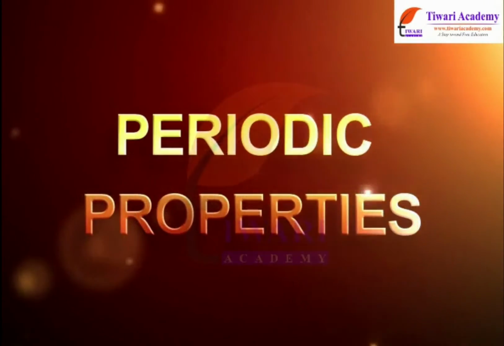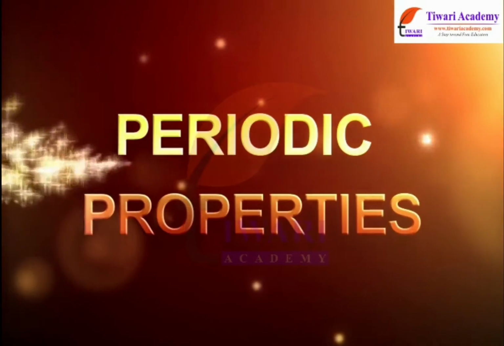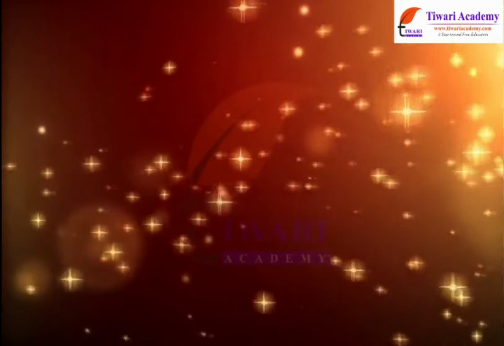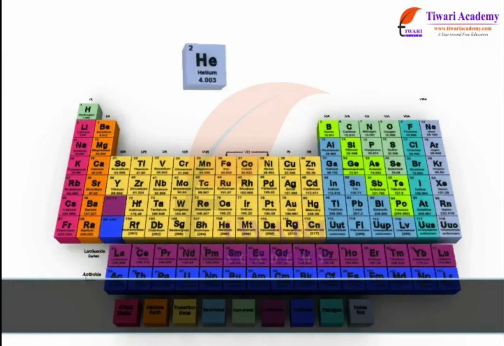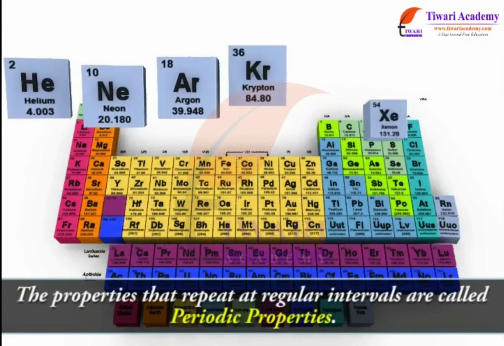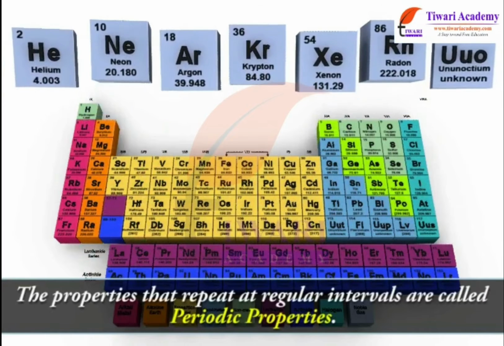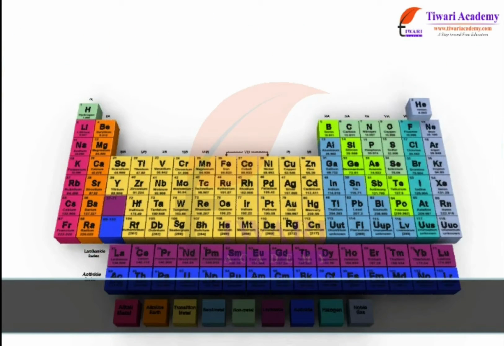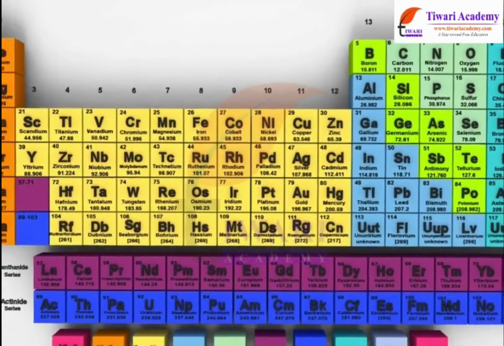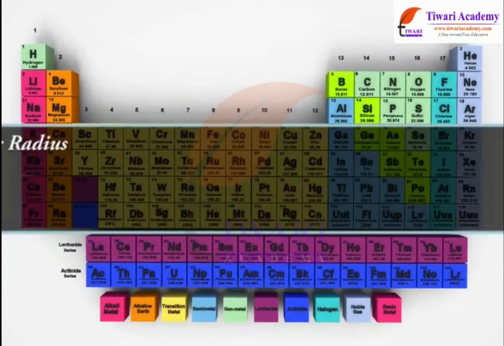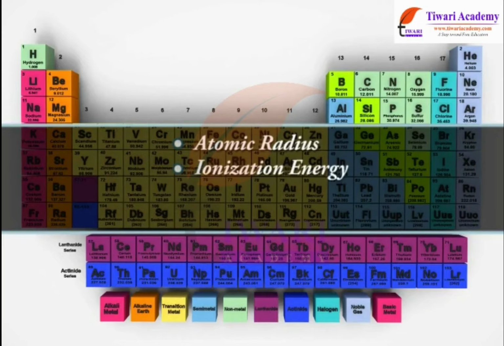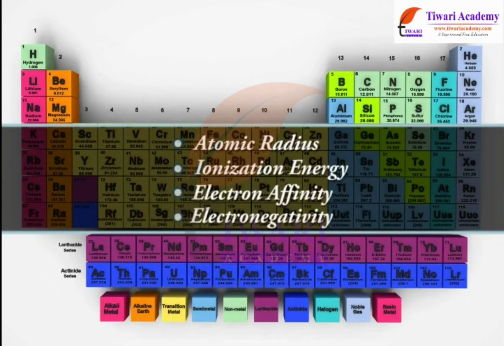Periodic properties. The properties that repeat at regular intervals are called periodic properties. Important periodic properties are atomic radius, ionization energy, electron affinity, electronegativity.